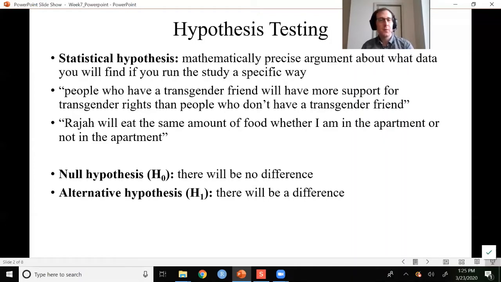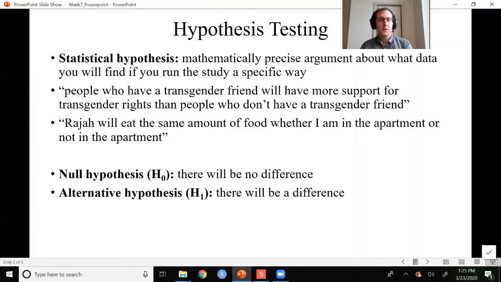So let's imagine we wanted to turn that into a null hypothesis to compare those. In that case, we might say that people who have a transgender friend have the same amount of support for transgender rights as people who do not have a transgender friend. So then we'd basically be saying, it doesn't really matter whether or not you have a transgender friend for how much you support transgender rights.